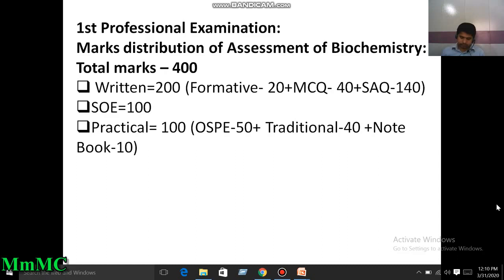Write about the blood picture of compensated metabolic acidosis. Write about the blood picture of compensated metabolic alkalosis, and also the blood pictures of respiratory acidosis and alkalosis. That means when a patient comes to you, how do you diagnose whether the patient is suffering from metabolic acidosis or metabolic alkalosis, respiratory acidosis or respiratory alkalosis, by seeing the parameters of acid-base balance present in the blood. That means the pH, partial pressure of carbon dioxide, bicarbonate ion concentration, and the anion gap.